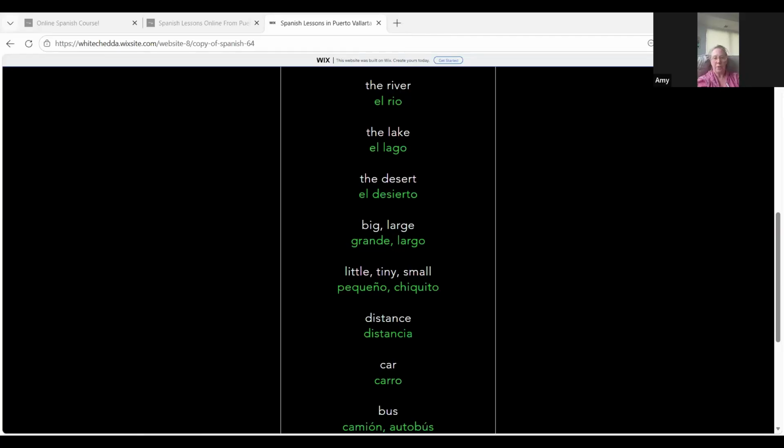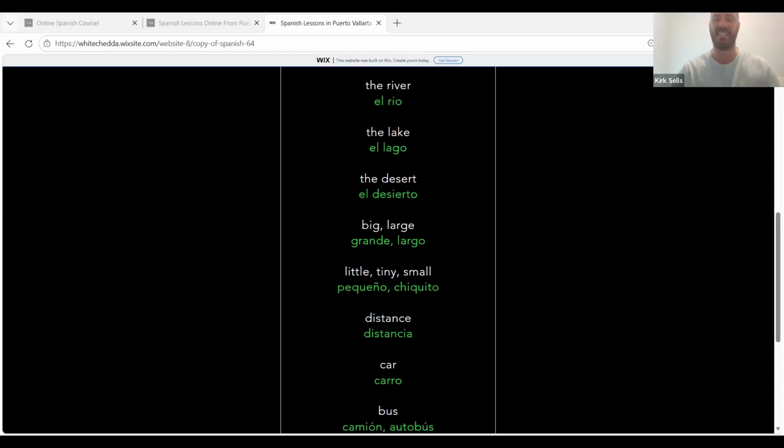Yo quiero una rebanada de pastel. Let's try again. De pastel. Yo quiero una rebanada de pastel. I want to work with you here on this, Amy, because I would like for you to get it right. You're almost correct, but you said un rebanada, and rebanada is feminine. So it's yo quiero una rebanada de pastel.